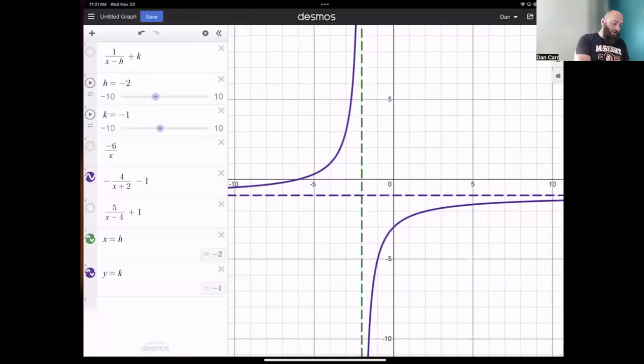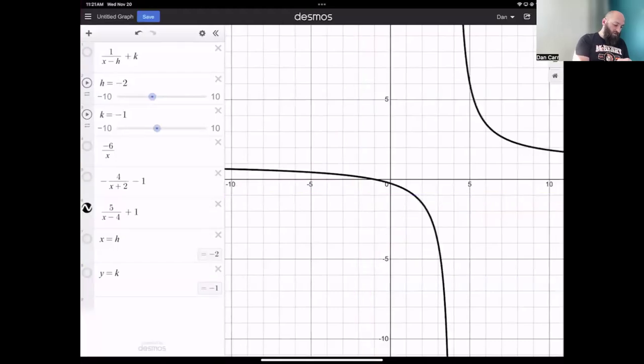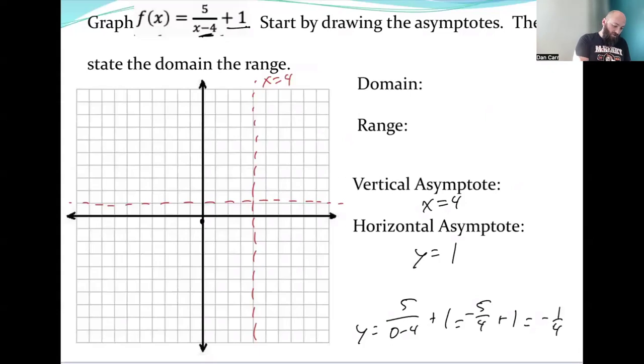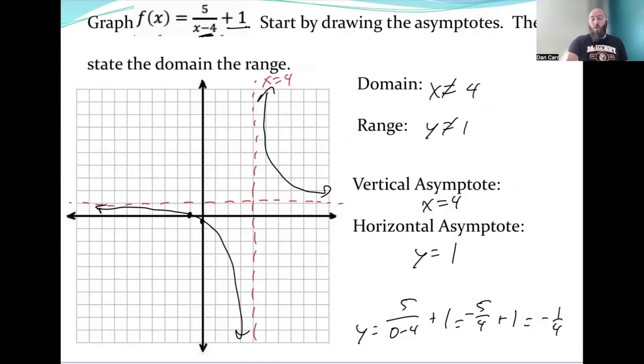So let me just go ahead and go to my graph. Turn those off. So I'm crossing at -1, and there's my 0, -1/4. Okay. So crossing at -1 right here. And we're going to go ahead and do that. And that's it. And then the domain and range: basically x cannot equal 4, y cannot equal 1.